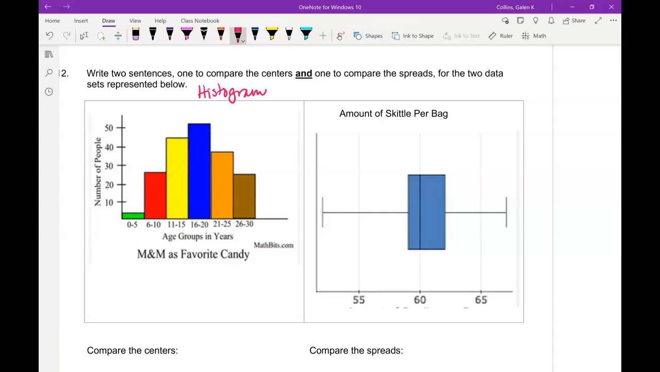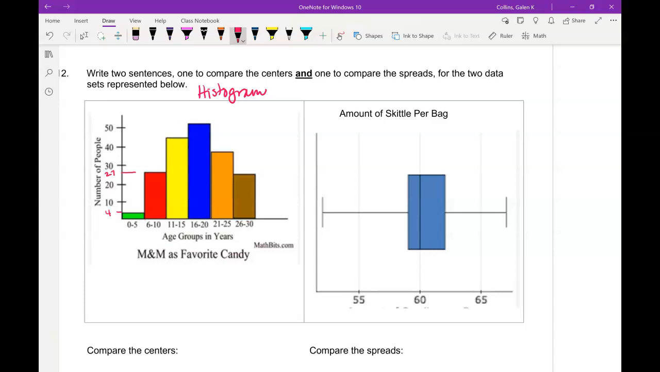So if I'm looking at my histogram, I could see that this height looks like maybe it's about 4 on my axis. The age group from 6 to 10, that looks like it might be less than 30, maybe around 27 people there.